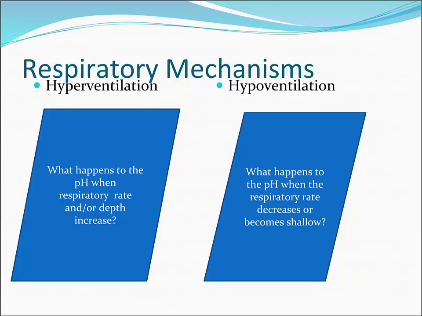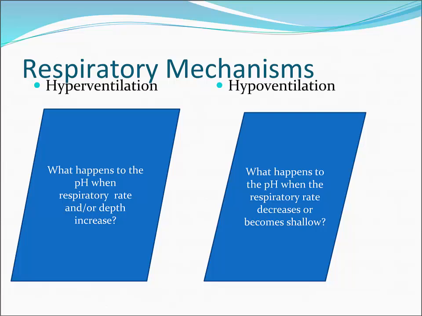Remember that the pH is inversely proportional to hydrogen ions. So when the respiratory rate increases or the depth increases, more carbon dioxide is being blown off, which means hydrogen ion concentrations go down and pH goes up. The person becomes more basic or alkalotic.